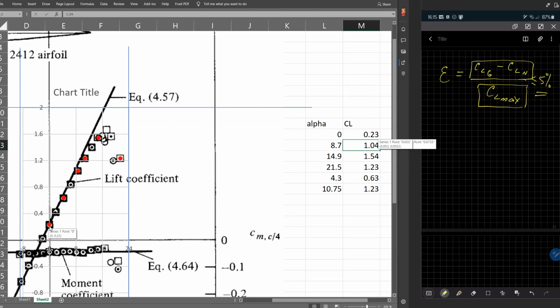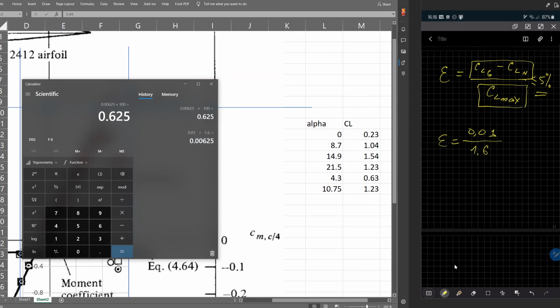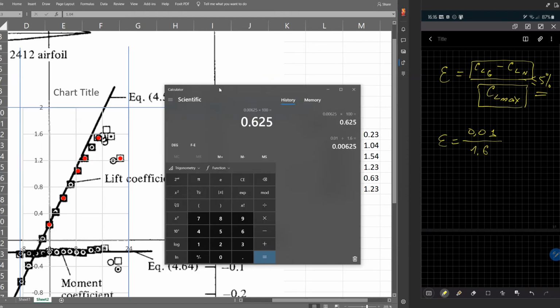And easily I can write that this error in my case will be 0.22 minus 0.23, which is 0.01, this difference. And then I will divide by CL maximum, in this case 1.6. Okay, and how much it will be, we can calculate. It's less than 1%, you see. The error which I received just digitalizing this point is less than 1%, quite good accuracy.